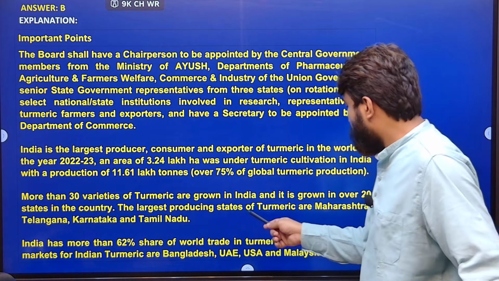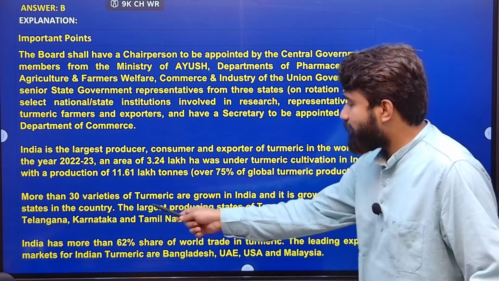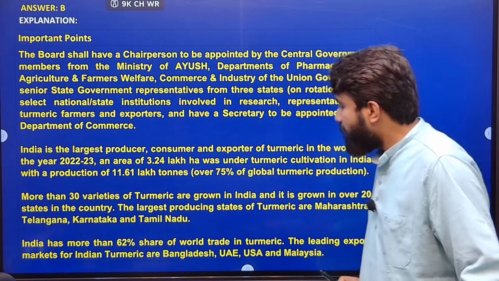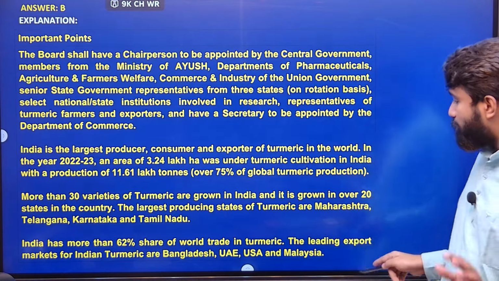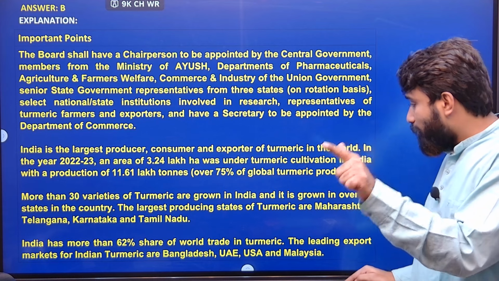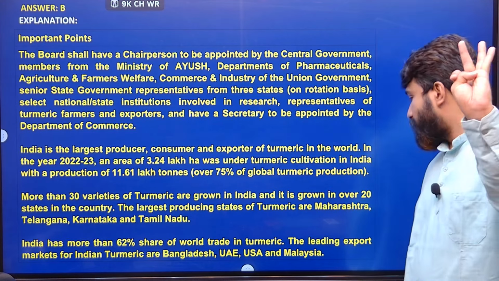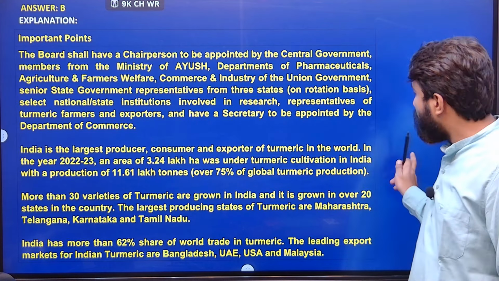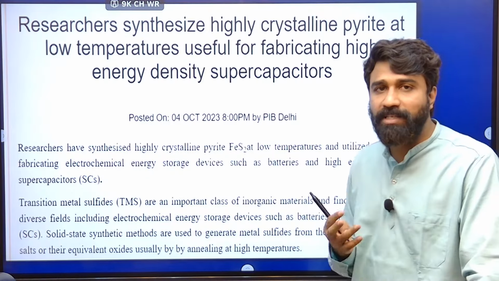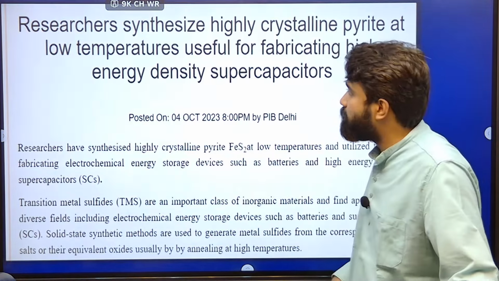And the largest producing states are Maharashtra, Telangana, Karnataka, Tamil Nadu, as I have mentioned already. Next, India has more than 62% of share in the world in turmeric. Leading export markets for Indian turmeric are Bangladesh, UAE, USA and Malaysia. Why have I read all these things? Because of the previous year questions asked about millets, pulses and like that, spices also.